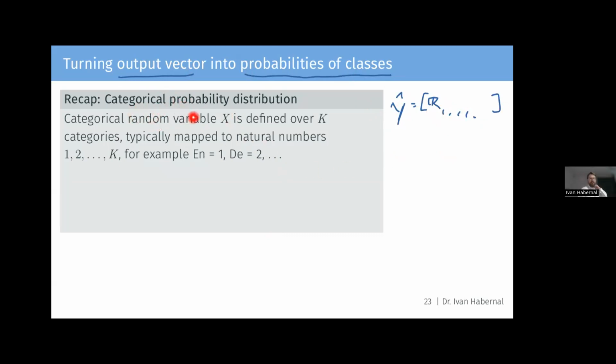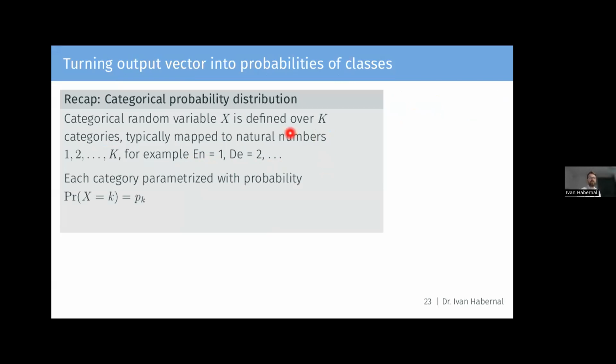So let's quickly recap. What is a categorical probability distribution? Everybody had a background in probability theory a little bit. Who hasn't heard of categorical distribution or probability distribution at all? Great. So we have a random variable, which is defined over k categories. These categories are distinct and there's no ordering and so on. They are typically mapped to natural numbers, so 1, 2, up to k. For example, English would be 1 and German 2 and so on. Then each category is parameterized with the probability of that category. For example, the probability of X being English would be, I don't know, 0.1, and the probability of X being 2 could be 0.4, and so on.